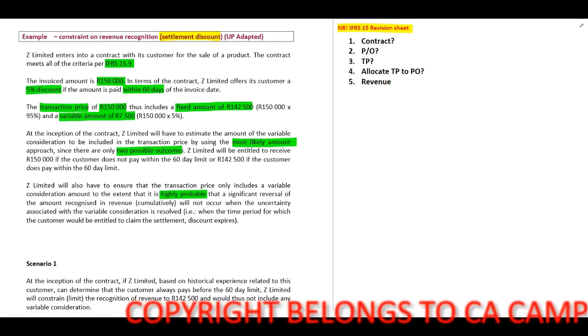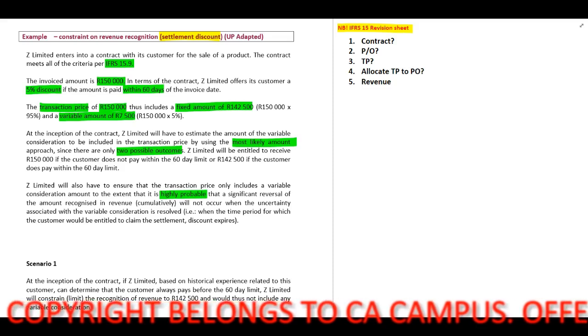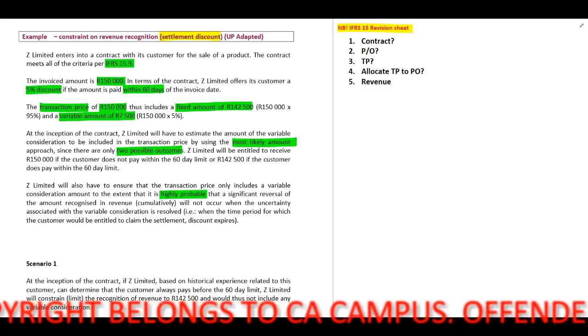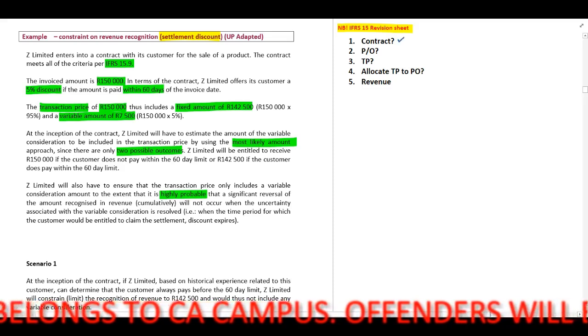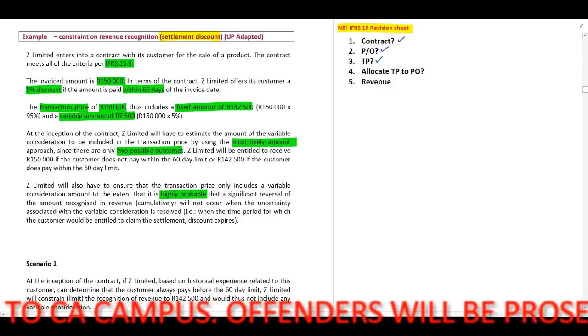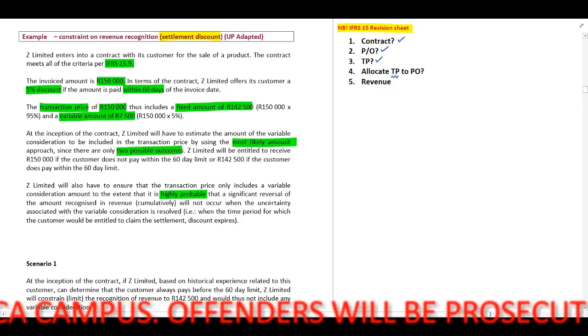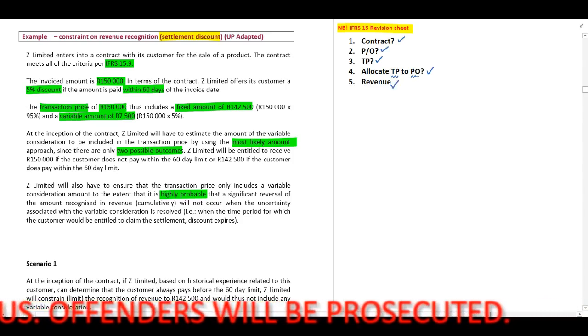When I attempt any IFRS 15 questions or examples, I will always briefly draft my 5-step model. We need to identify if there is a contract, what the performance obligations are, our transaction price, allocate our transaction price to our performance obligations, and then we may recognize revenue.